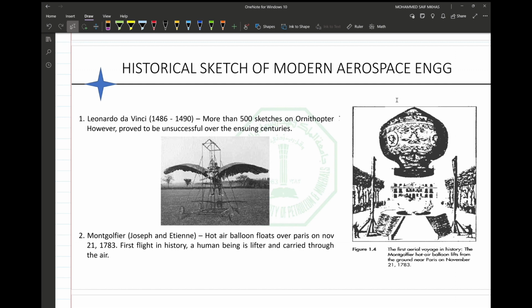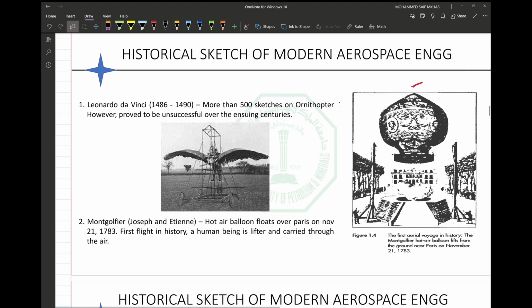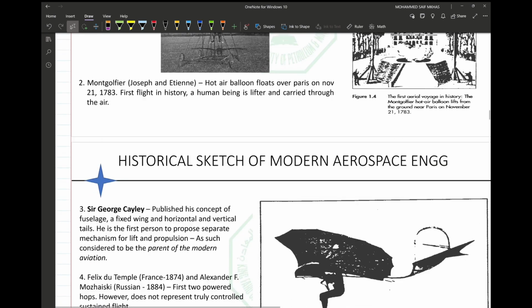And then we have the Montgolfier brothers, Joseph and Étienne. They made the first hot air balloon, as you can see in this picture. They flew for some time above Paris, and they were the first manned flight, but not on an airplane.